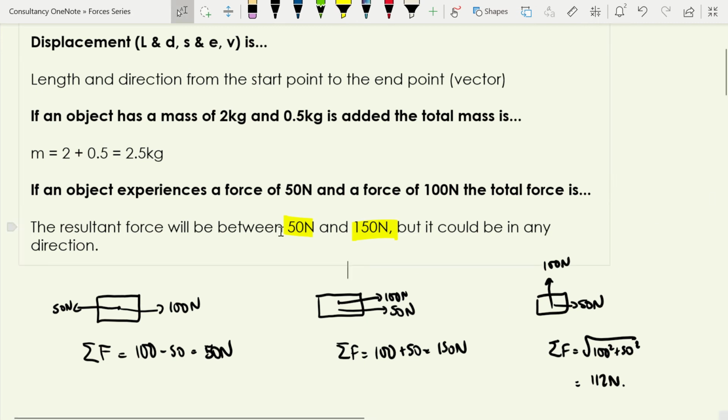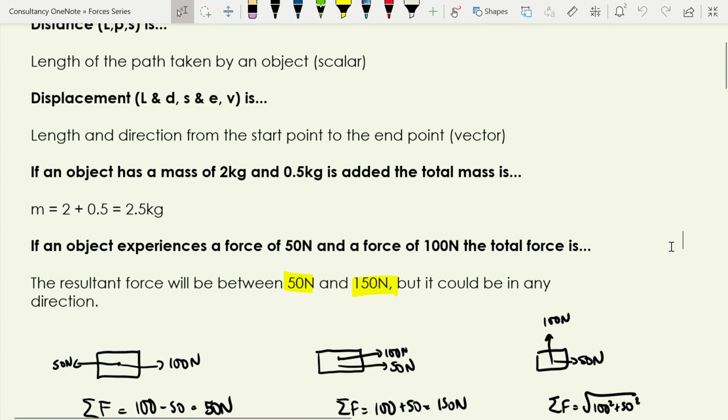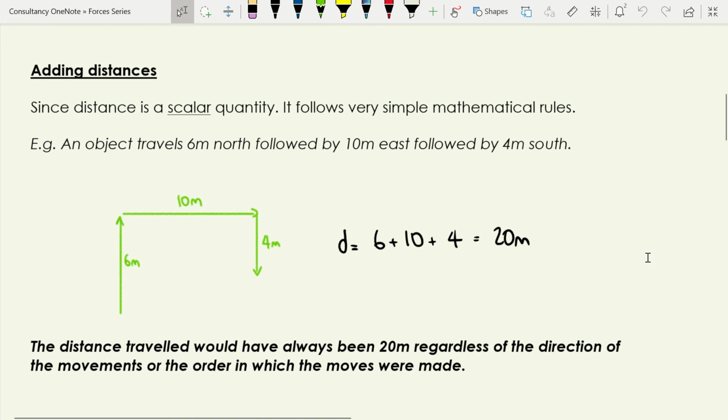The key I'm trying to show you here is how scalar addition is different to vector addition. Scalar addition, we can just add them together. Vector addition, we need to know the direction of these two forces before we can calculate the overall one. And that's going to be the same thing that we see with distance and displacement. Distance is going to follow these kind of rules. Displacement, which is a vector, is going to follow these kind of rules, and that's why I've stuck these in here. So let's start off by adding distances, which are a scalar quantity, as it says here.